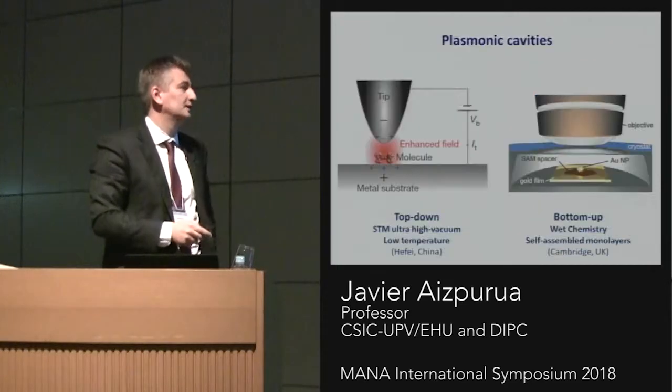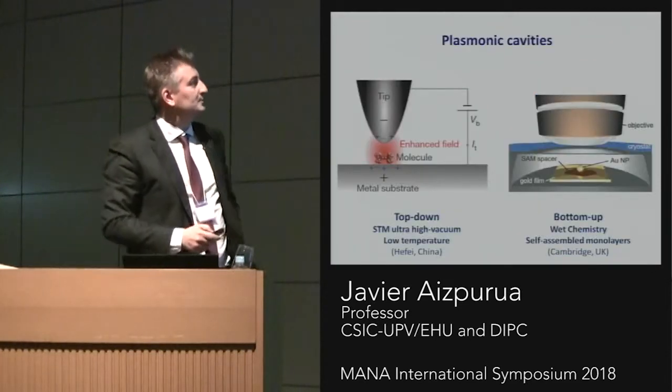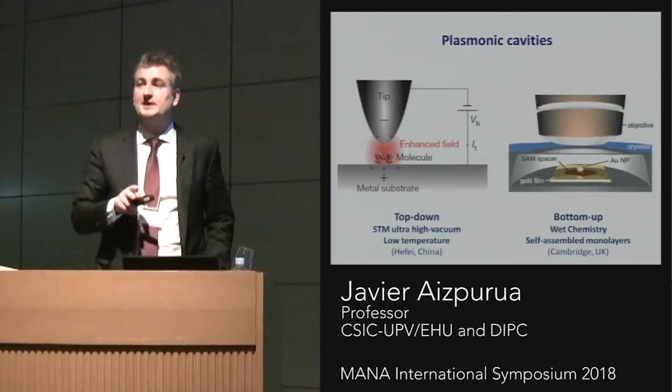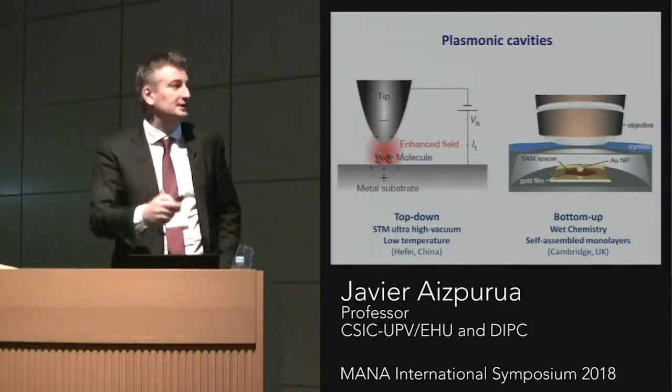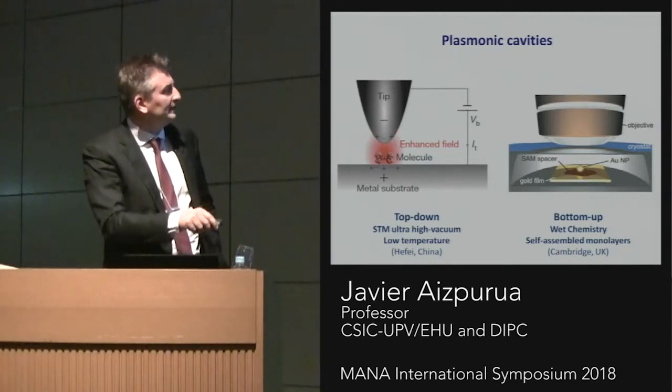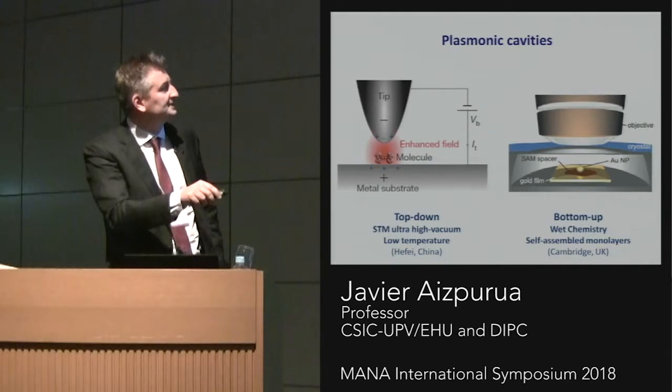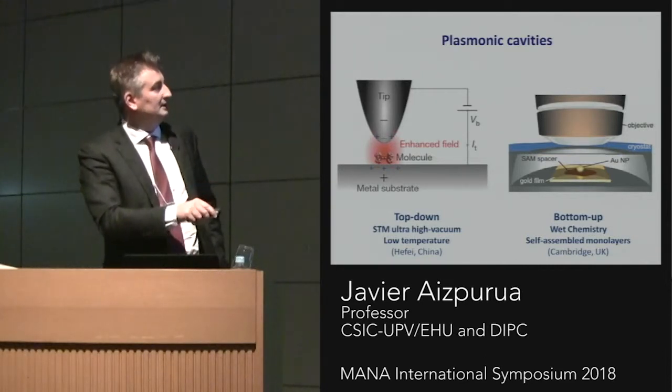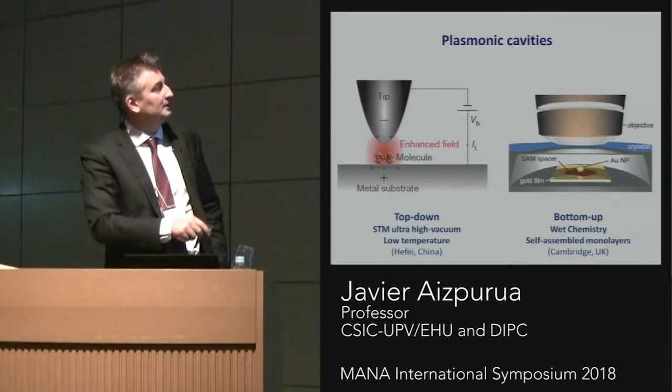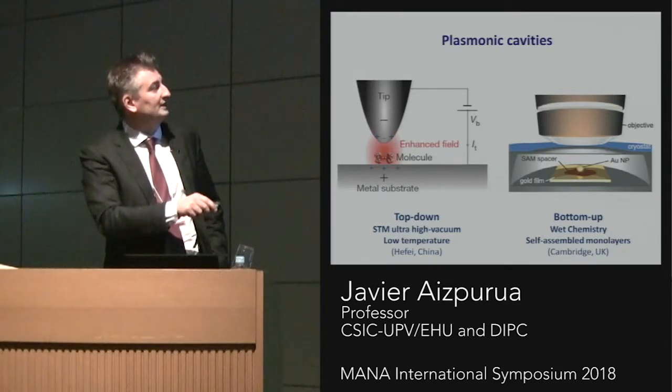That's the problem. And in this context of plasmonic cavities, I'm going to use two experimental situations to develop our theoretical approaches. Typically, a top-down approach: the tip of an STM on a metal substrate forms naturally a metal plasmonic cavity. We put a single molecule here, and we're going to be able to probe it with light, assisted by this cavity.